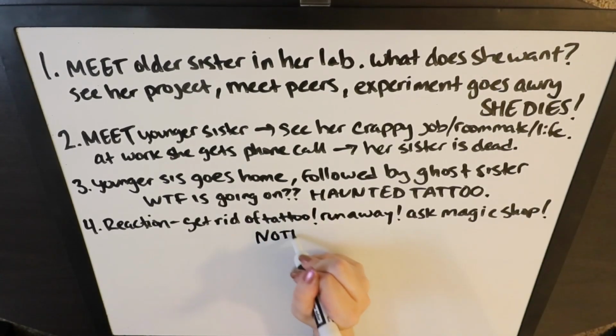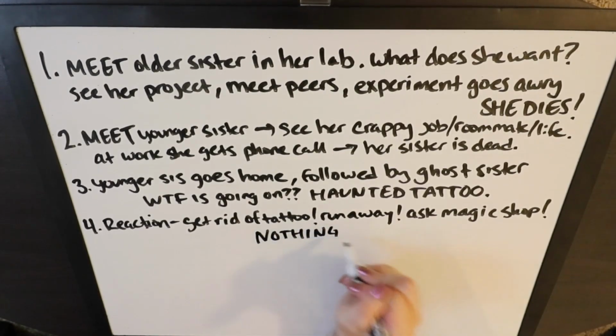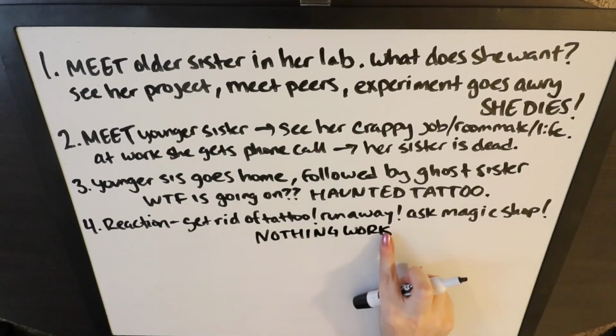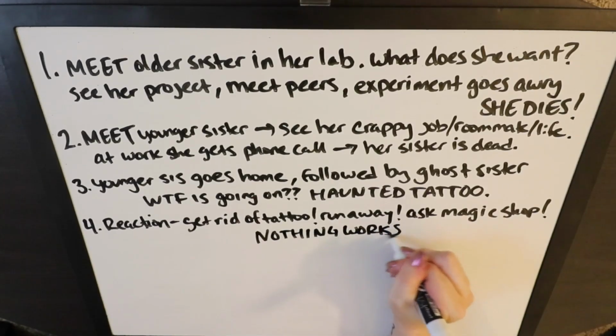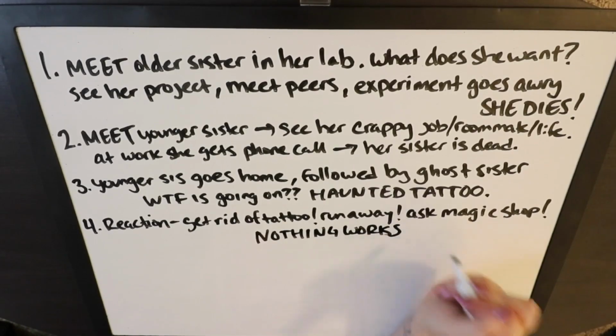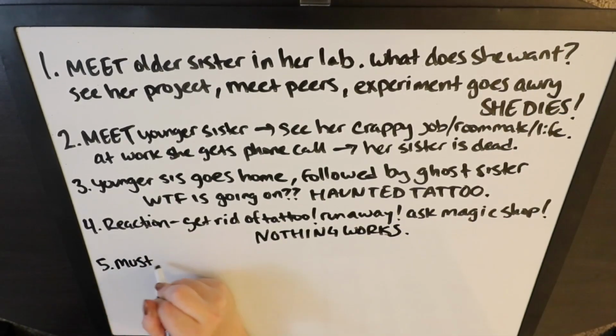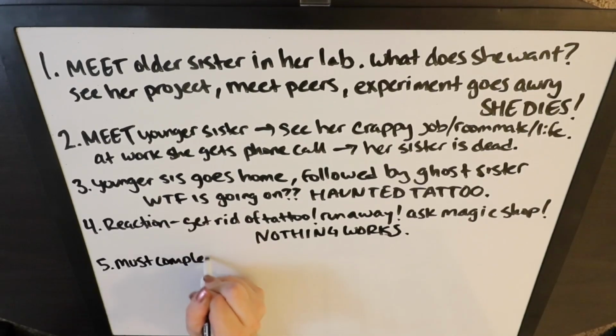It is not going to be that easy to get rid of ghost sister. And maybe ghost sister even tries to argue that. Like she keeps telling her younger sister, none of this is gonna work. And younger sister is like, fine, what's your brilliant idea then? So ghost sister suggests that younger sister has to finish her project.